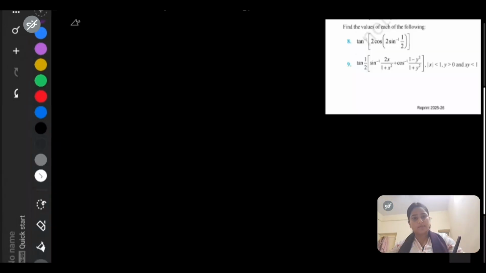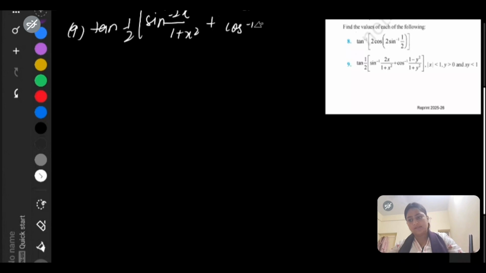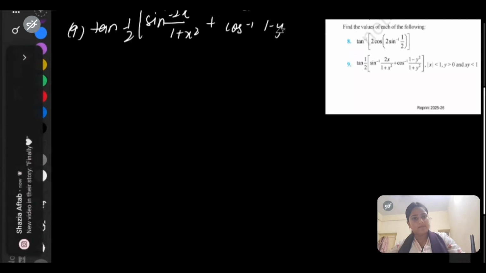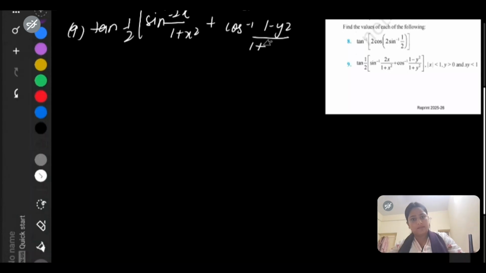Now let's solve question number 9. Question number 9, we have tan of 1 by 2 into sine inverse 2x upon 1 plus x square plus cos inverse 1 minus y square by 1 plus y square, where you can see in the textbook mod of x less than 1 and y is greater than 0 and xy less than 1.